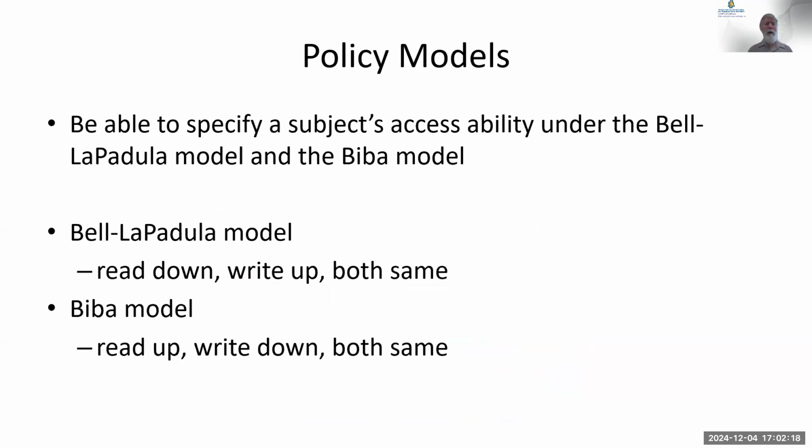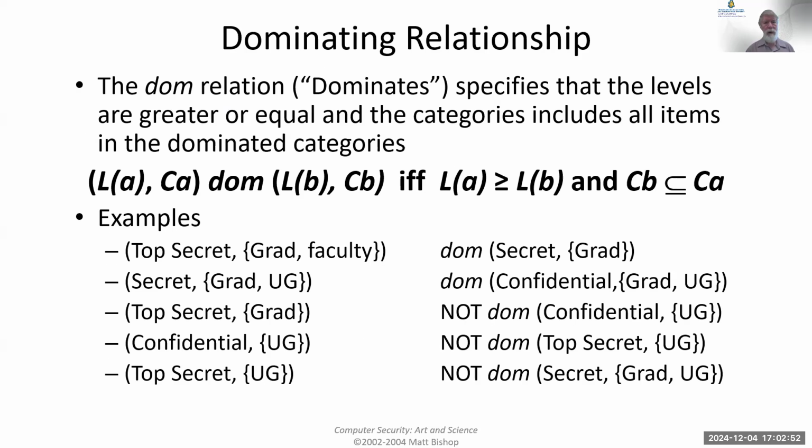All right, you may want to know about policy models. Remember in the beginning of the semester, we talked about the Bell-LaPadula model and the Biba model. And if you remember, the Bell-LaPadula model provides confidentiality. You can read down. That means you can read at the same level you are, or you can read at lower levels, but you can't read at higher levels. You can create a file at a higher level. The Biba model works in reverse. You can read up, but you can't write down. You can always write at the same level. That's Biba. Biba is an integrity model.